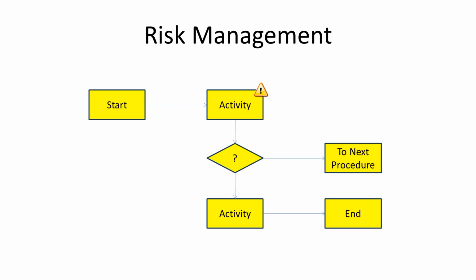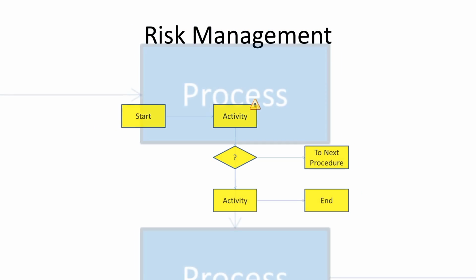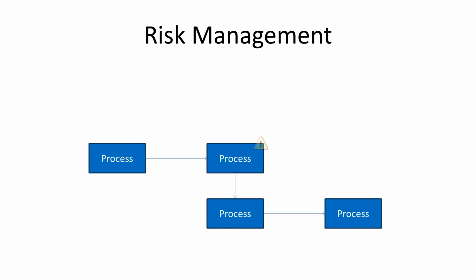Risks are events that the enterprise would like to avoid. When an activity has a risk associated with it, we would show that on its diagram, and we would also show it at the process level so that management can understand that there is a risk event associated with that process.